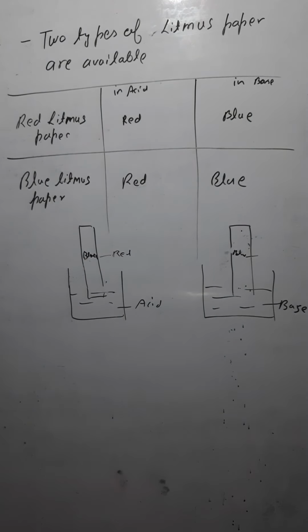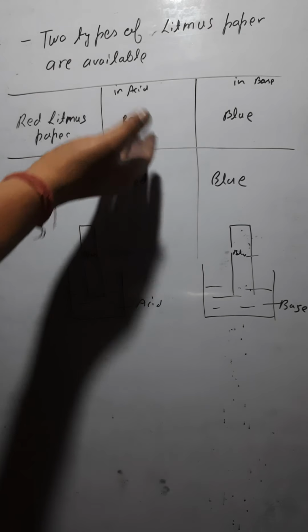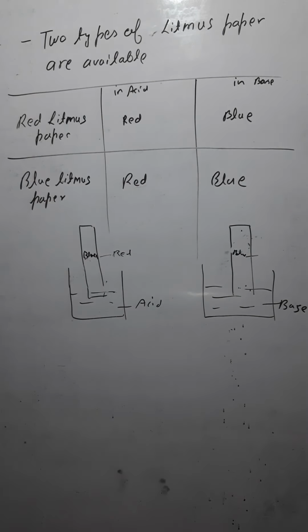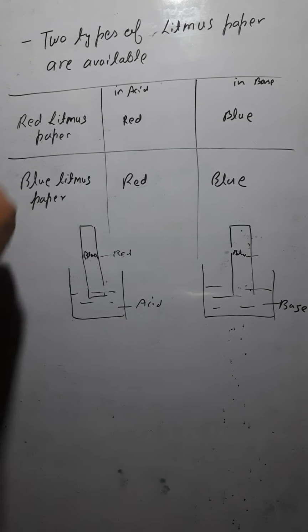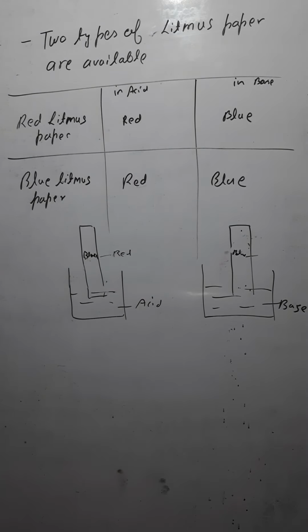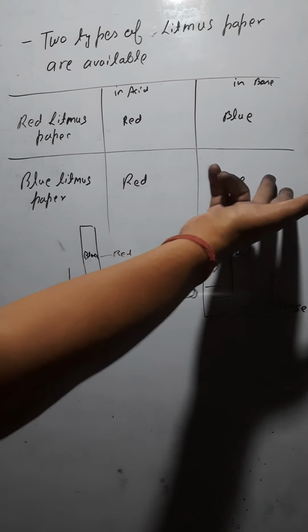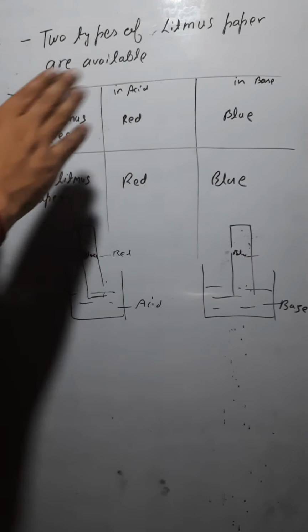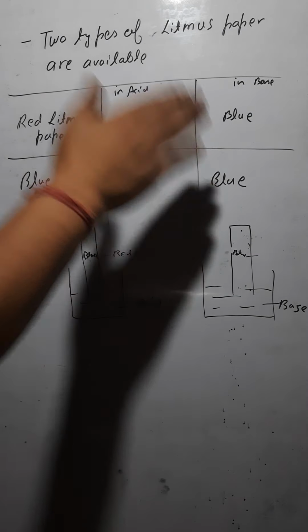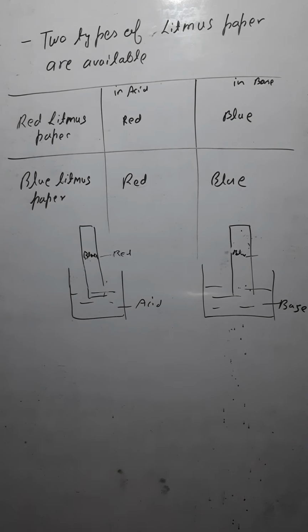Are you getting this? Very good. This can be asked in the exam. What is the effect of acid on blue litmus paper? So the answer would be the acid turns blue litmus paper into red. And at the same time, what is the effect of base on blue litmus paper? So the answer would be the base does not change the color of blue litmus paper. Rather, the color would remain the same there.